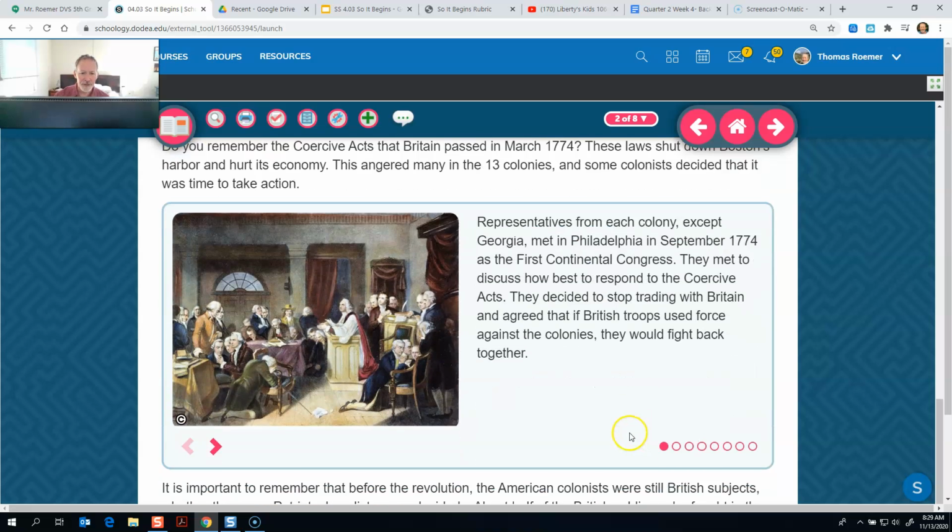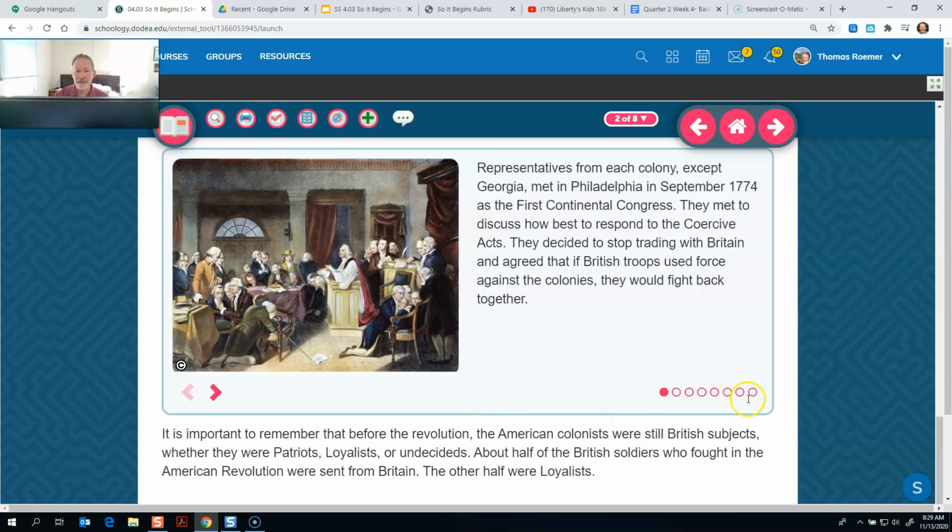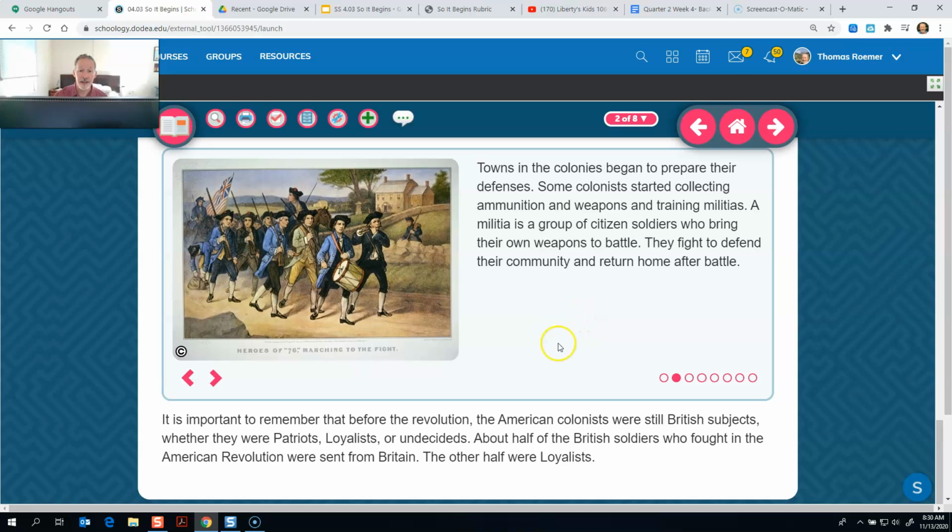Down here they've got some really nice slides that go through what happened. So, the Coercive Acts, they're mad. Now all the colonies come together except for Virginia in September 1774, and they have the First Continental Congress. This is when they decide, you know what, we're not going to trade with Britain anymore. Forget them. If troops use force, we're going to fight back too. So it kind of progresses right here.